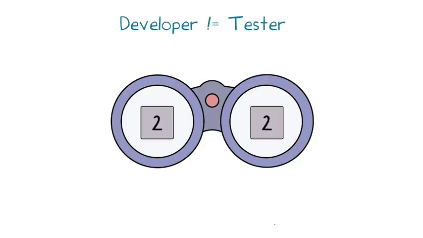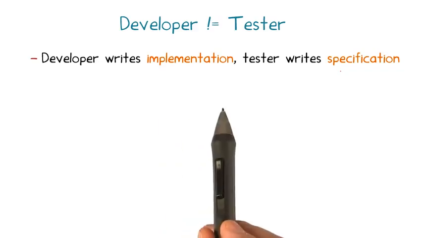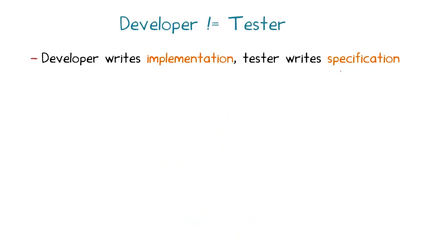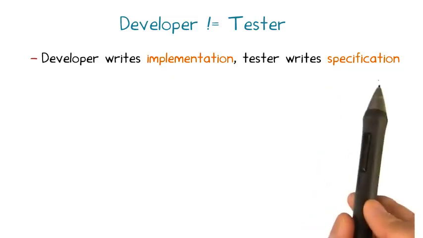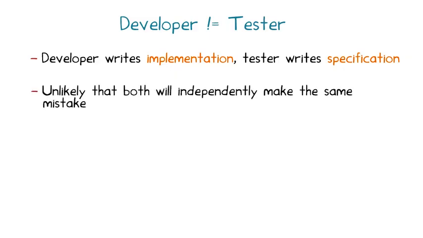The second observation from the scenario we saw was that the developer and the tester were independent. The developer writes the program implementation, that is, what the program actually does, while the tester writes a program specification, that is, a facet of what the program is expected to do. Since the two parties are independent, it is less likely that both will make the same mistake. That is, the developer will commit a bug in the program's implementation and the tester will affirm the same bug in the specification. It is due to this independence that consistency checking makes sense.